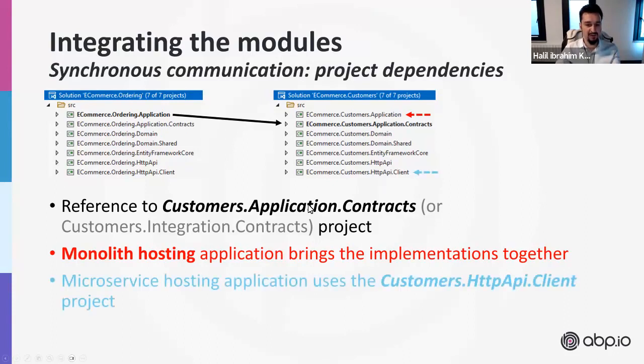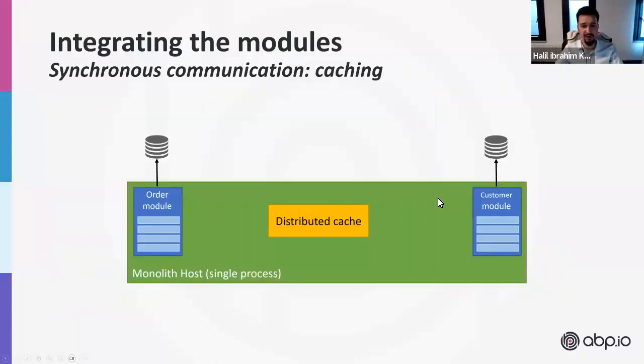If you then want to separate this monolith application into microservices, all you need to do is add a reference to the HTTP API client package of the customer module. In this way, the internal or local service call becomes a REST call without any code change.